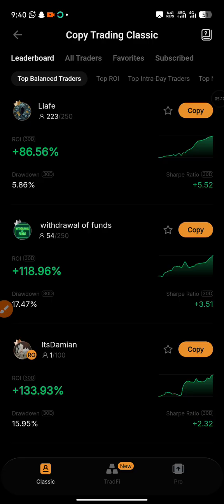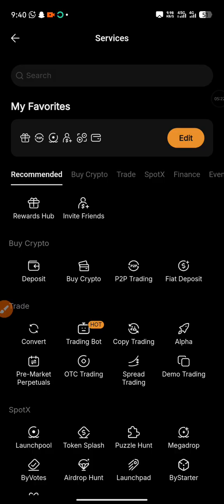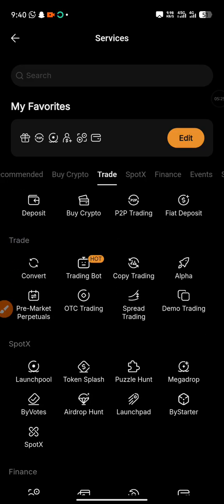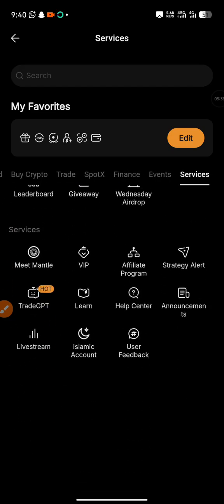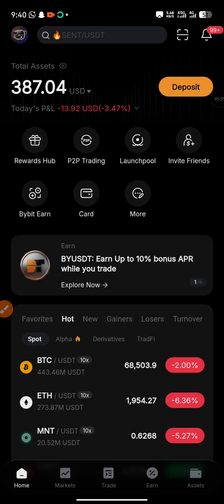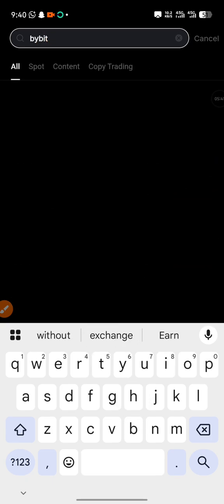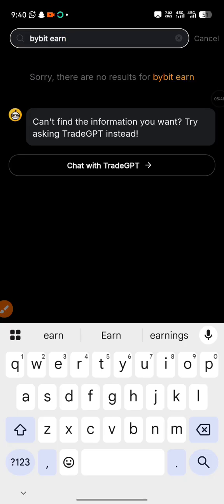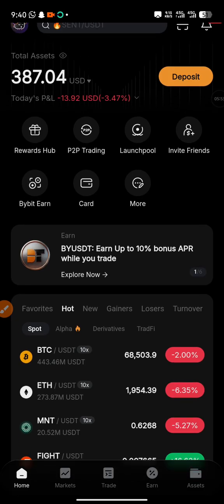All right. So another part you can use to also make irrational profit from your Bybit account, or to monetize your Bybit account, is by using the Bybit Earn. Now, looking at the Bybit Earn, there are what we call a fixed earning and also a flexible earning.